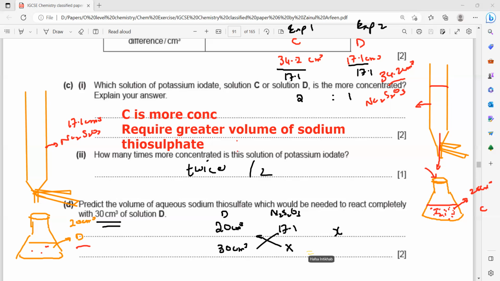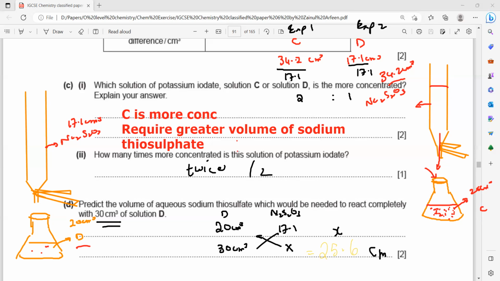So 25.65 cm³. Even you can write, because the burette is accurate to 0.1 cm³. So you can write here 25.6, because the smallest value the burette can measure is 0.1 cm³. This is right, but with reference to the burette, we need 25.6 as we round it off.